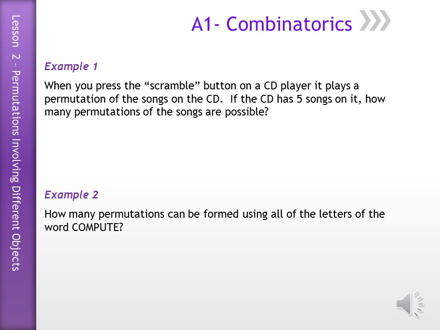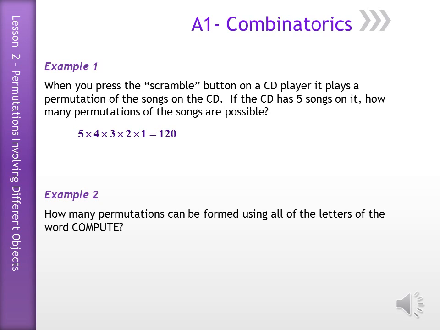So we will have 5 possible songs for the first one, then a choice of 4 for the second, then 3, then 2, leaving the last one. 5 times 4 times 3 times 2 times 1 equals 120 different possibilities. We are done.